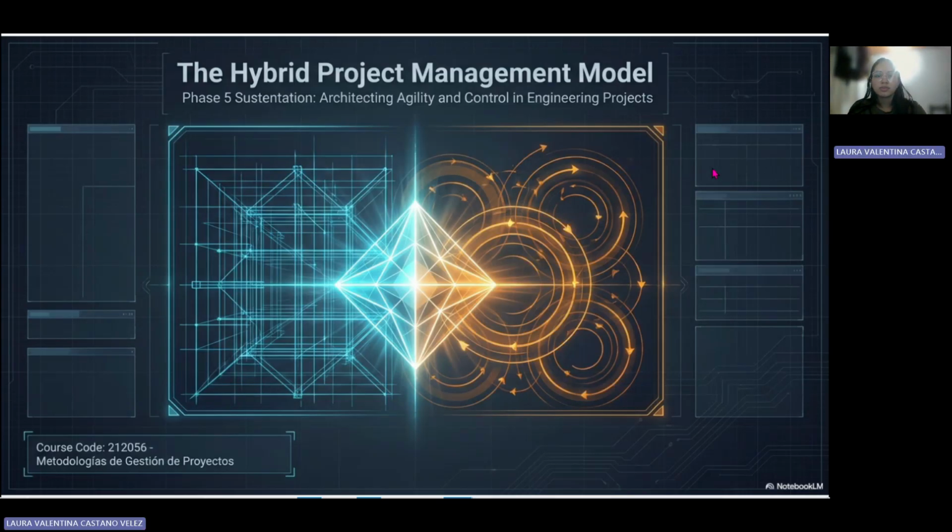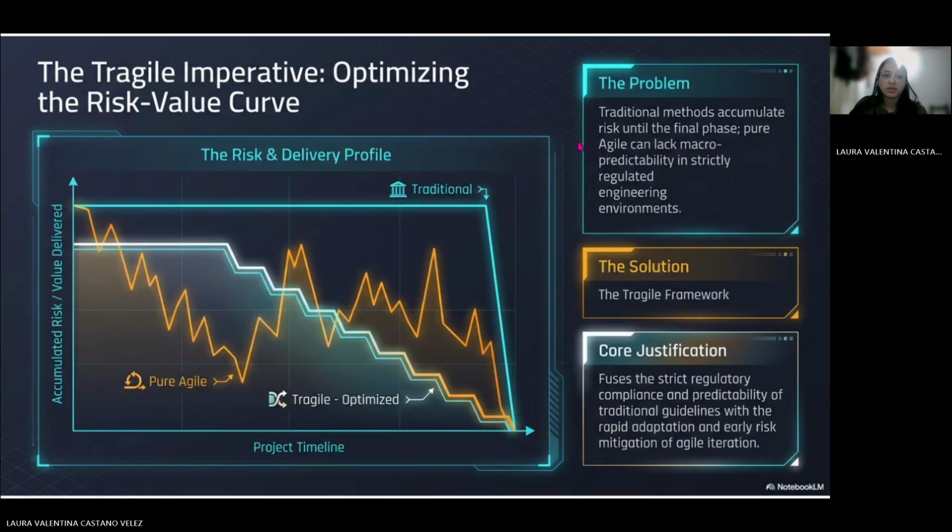This is the hybrid project management model. The phases are architecture, agile, and the controlling of your projects. The risk evaluation curve, the problem.